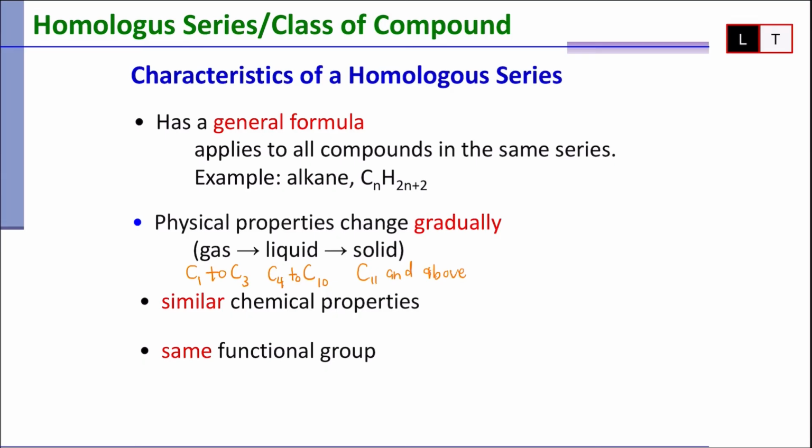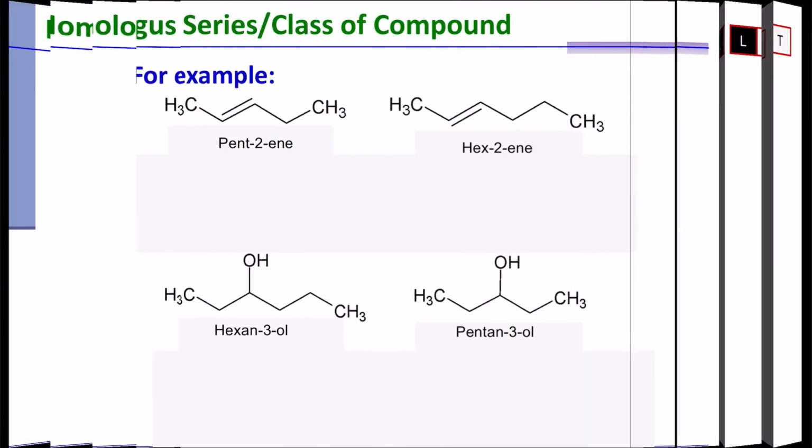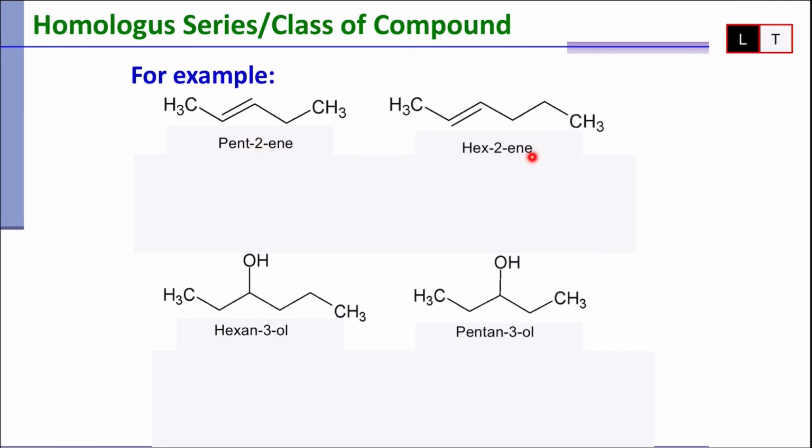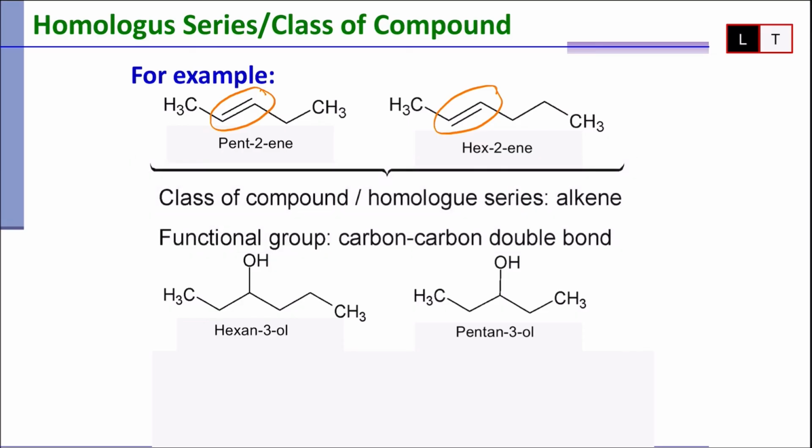So itu contoh dia. And the next one, kita boleh prepare homologous series by using similar chemical method. Sebab dia daripada family yang sama. So for example, saya ada pen-2-in dengan hex-2-in. So apa yang awak nampak kat sini, kita ada same functional group iaitu carbon-carbon double bond. Kalau awak circle this functional group, awak akan nampak carbon-carbon double bond exists as a functional group in both two compounds. So maknanya bila dia ada same functional group, dia adik-beradik yang sama. So kita boleh conclude class of compound dia ataupun homologous series dia adalah alkene.